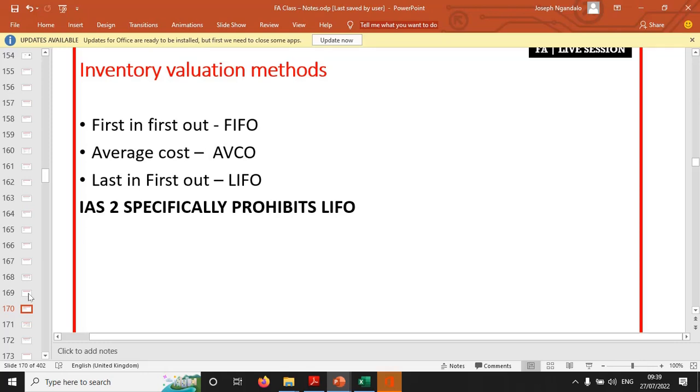This is done in cost accounting. Don't say no. We know your syllabus. It's done, it's there. First in, first out, FIFO, right? Average costs, AVCO. Then last in, first out, LIFO. What is the point in financial accounting? We use only the first two methods. The last one is prohibited.